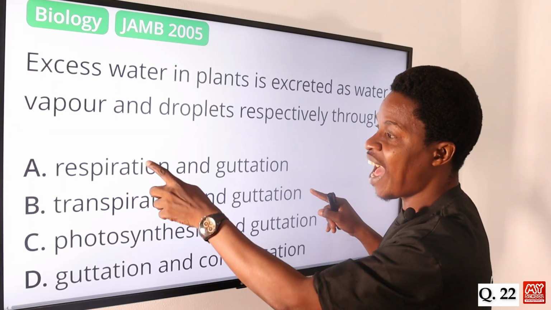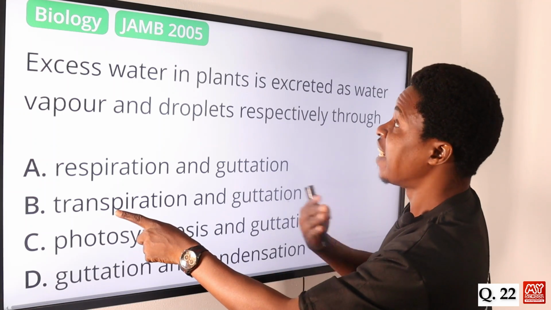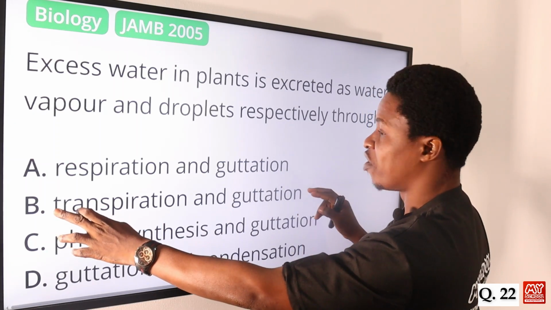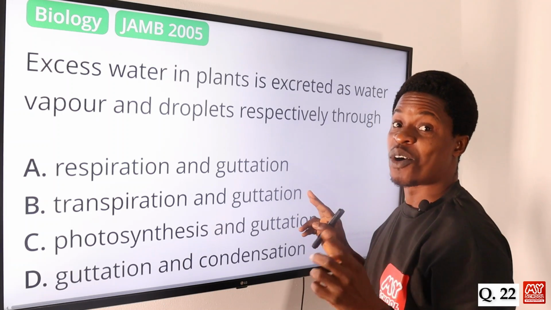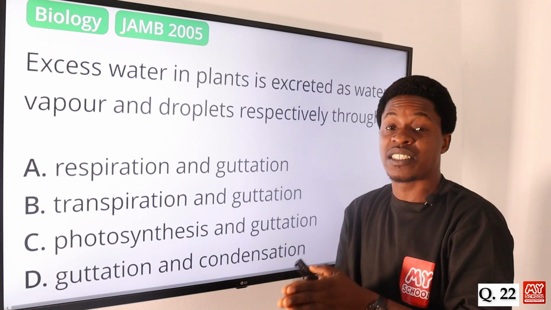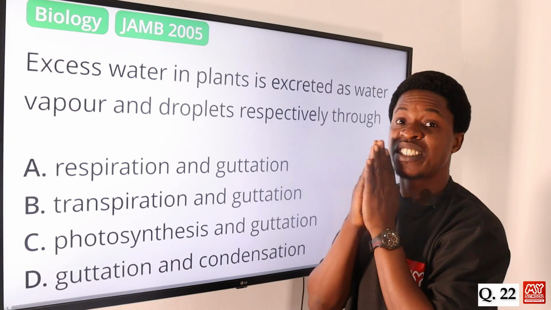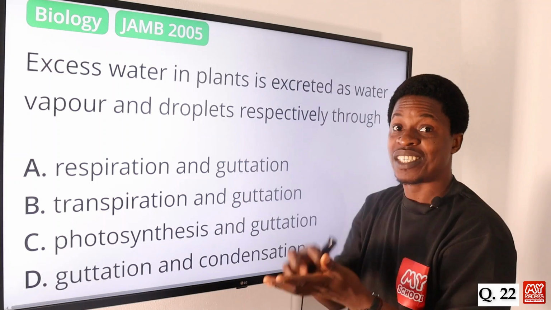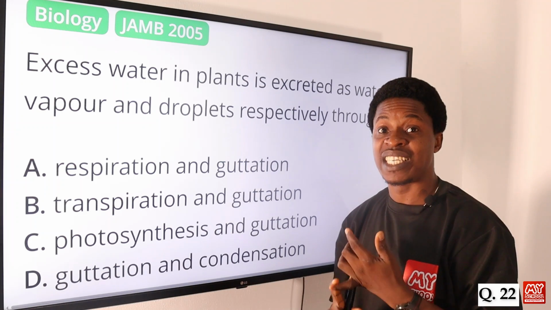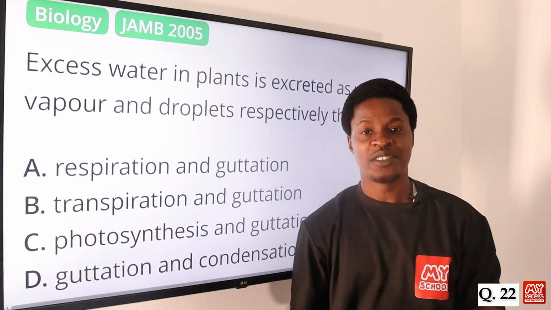No. So the one that has transpiration as the first, because that's the process by which excess water in plants is being what? Excreted as water vapor, is what we call transpiration. So option B happens to be the only one, so you should go for option B, if you are not sure of the other one. I already said that guttation is the process whereby excess water in plants is excreted in the form of water droplets. You can find them on the leaves. If it is excreted in the form of water vapor, it is called transpiration. If the excess water is excreted in the form of water droplets, it is called guttation. So the correct answer is option B.